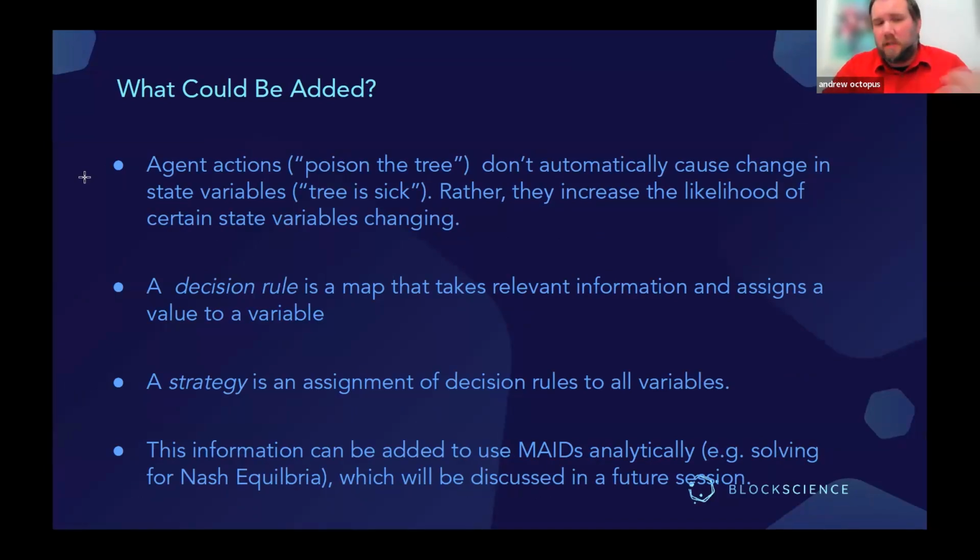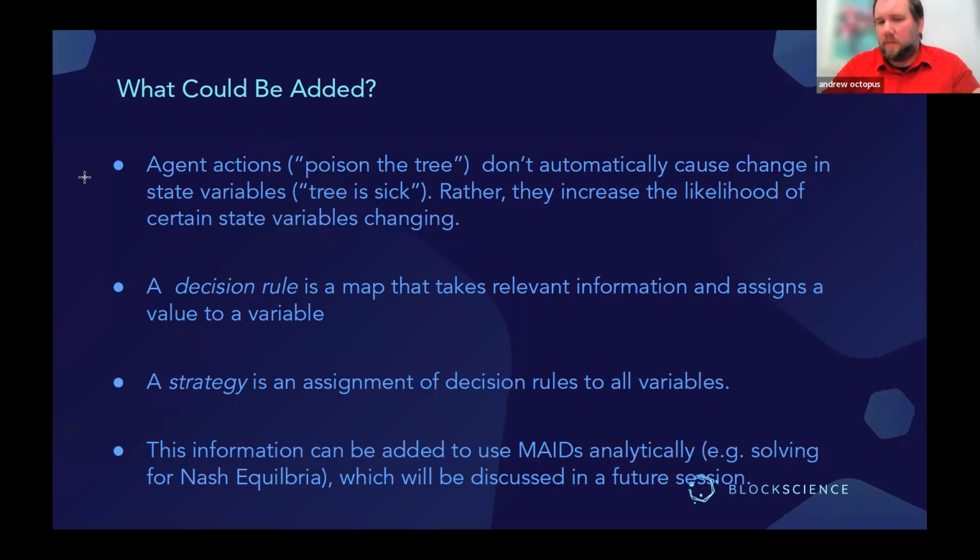So we could have a gentle Alice who never poisons the tree. We could have a ruthless Alice who will always poison the tree. We could have different ways of assigning strategies to Alice or Bob. And then this information, when it is added to a MAID, makes it possible to do more analytic exploration of the games. For instance, there's an algorithm for solving for Nash equilibria.